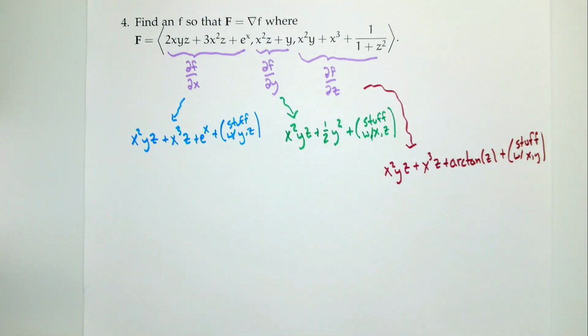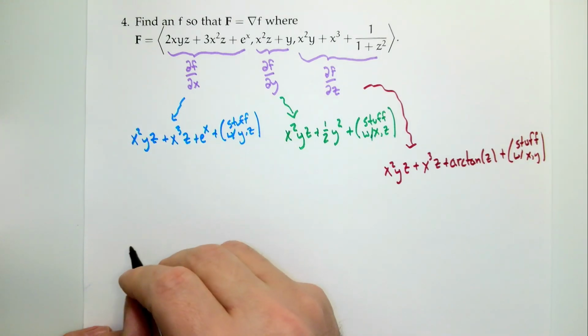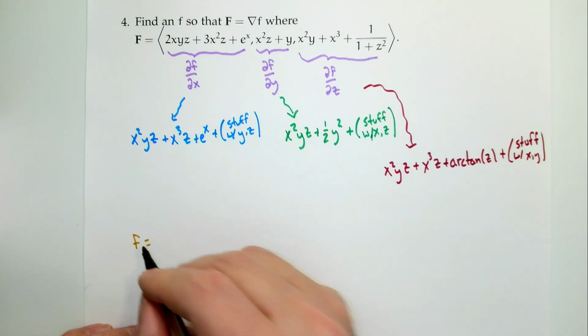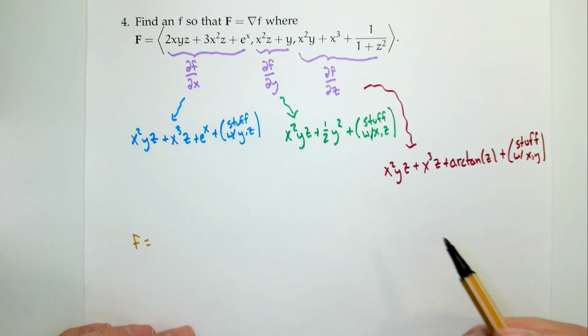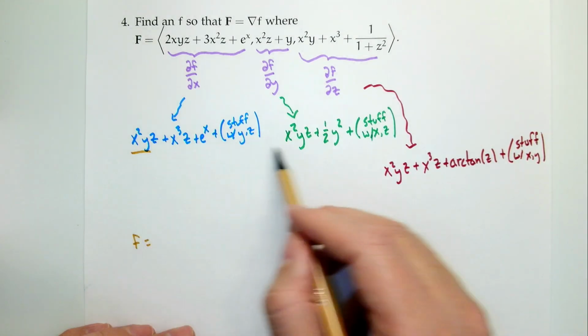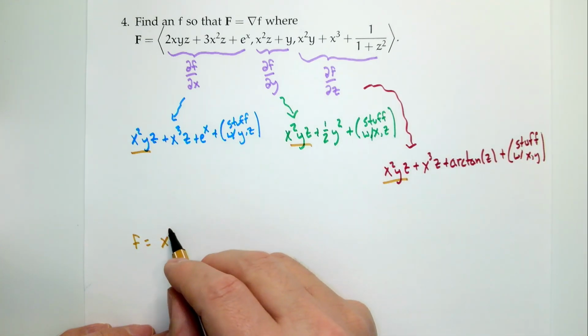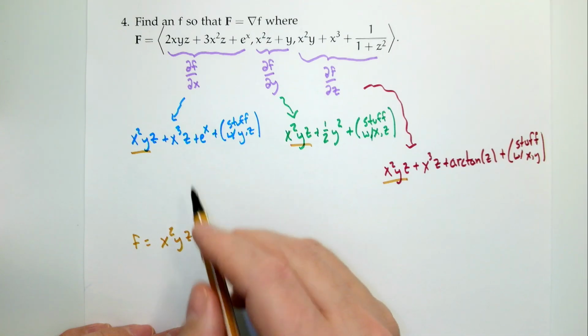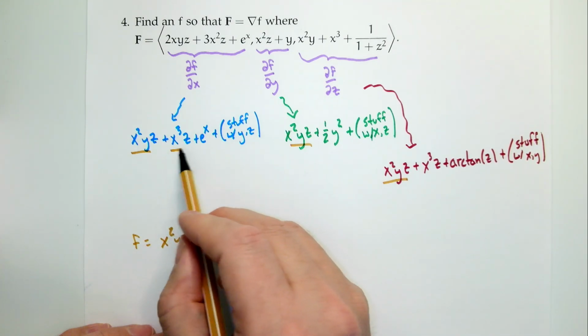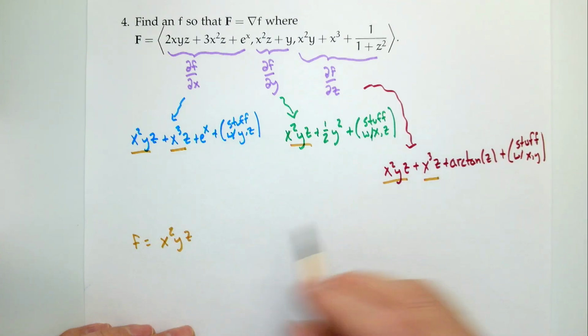So what we can do now is start piecing our function together. What will our function have to have? Well, as long as it has multiple variables, it has to show up consistently. So for example, x squared yz, that's good. It shows up in all the places it would need to show up. The x cubed z would need to show up both for x and for z, so that's good.